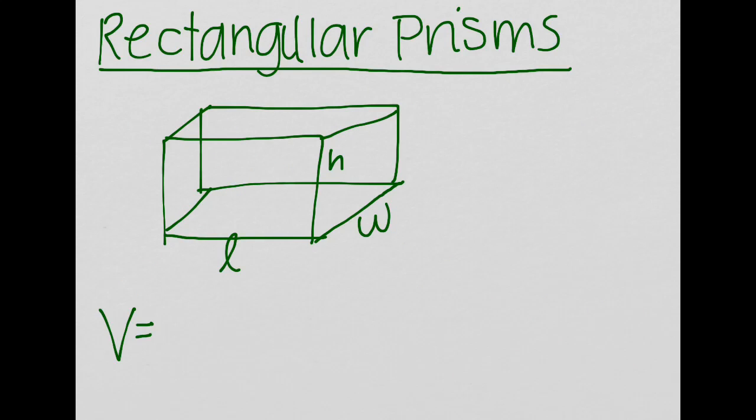Okay, let's get started. So in a rectangular prism, if this is the length, this is the width, and this is the height, the volume is length times width times height. So this is very similar to our area formula. We're just adding an extra dimension, right?